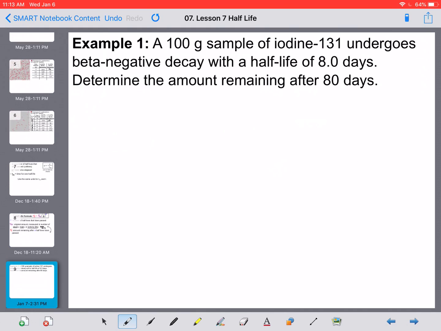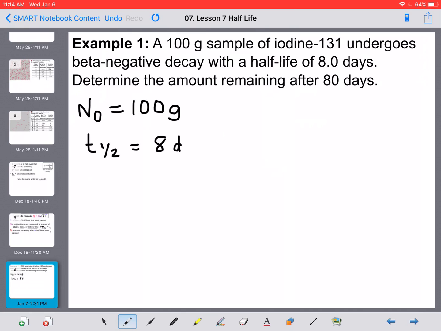So here's an example of how to use those formulas. So a 100-gram sample of iodine-131. So this is telling us we're starting with 100 grams. So the original amount is 100 grams. This undergoes beta-negative decay with a half-life of 8 days. So T1/2 is 8 days.